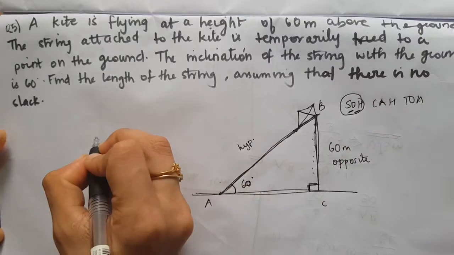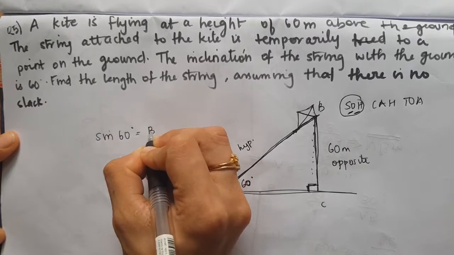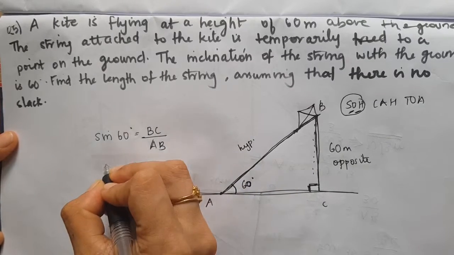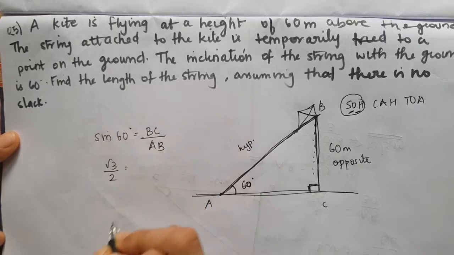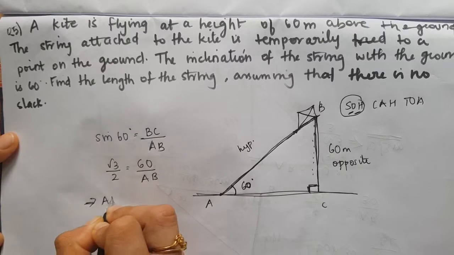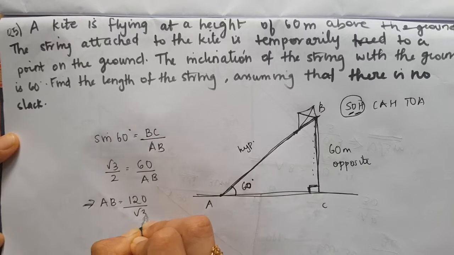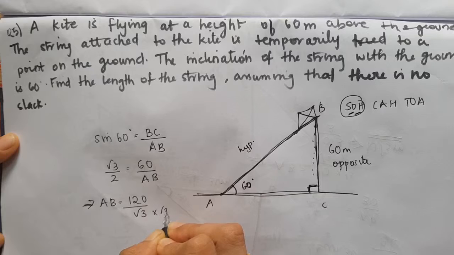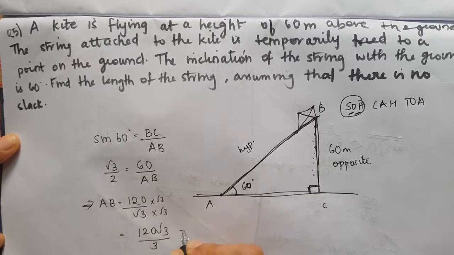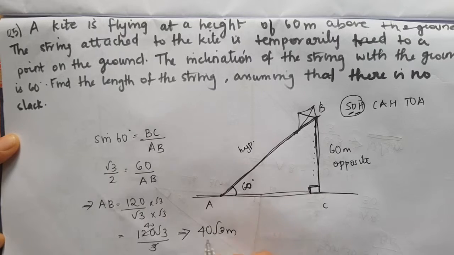So sine we'll use. So sine 60 degree is equal to opposite, that is BC by AB. Okay, so what is sine 60 degree? Sine 60 degree is root 3 by 2. So BC is 60 by AB. So that gives AB is equal to 60 times 2 is 120 by root 3. Again, rationalizing it, root 3, that is equal to 120 root 3 by 3. So that gives 3 4s are 12, so 40 root 3 meters.